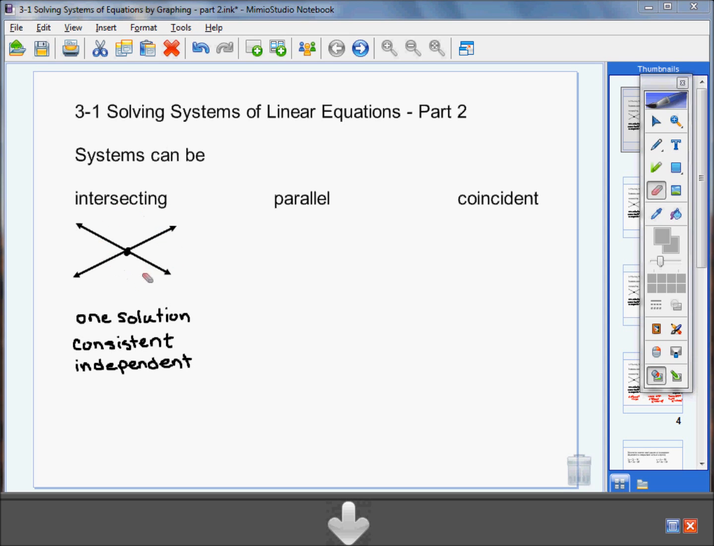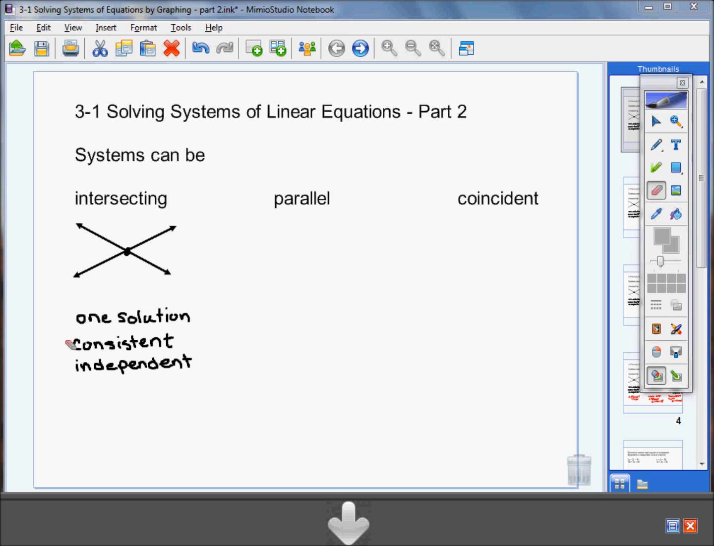That's what we were working on yesterday, when you had two lines that intersected. You graphed them, they intersected, and the one point where they intersected was the solution. So that's the first thing that can happen. When it has the one solution, there's a special couple of terms that go with that. It's called consistent and independent.